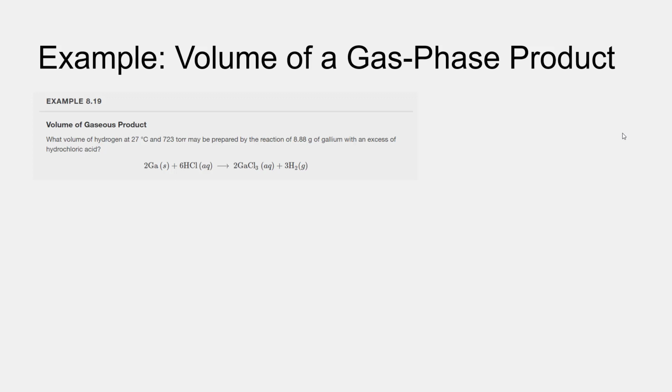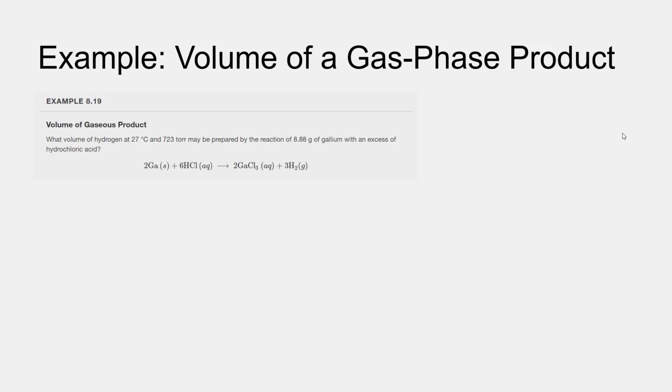But now we're going to bring in the ideal gas law so that when we're talking about the yield of our product, which is a gas, we are not going to talk about it in terms of grams or percent yield. We're going to talk about what volume of the gas we are going to collect.